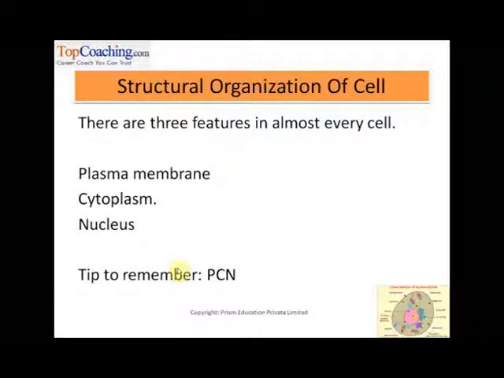Okay. Now we will go inside the cell. There are three features in almost every cell: plasma membrane, cytoplasm, and nucleus. A tip to remember is PCN. In our 11th and 12th classes, we take the subjects PCM or PCB. So this is PCN: plasma membrane, cytoplasm, and nucleus. These are the essential features in almost every cell.